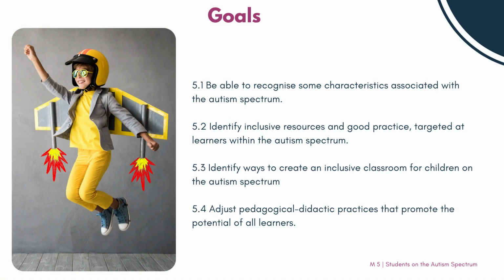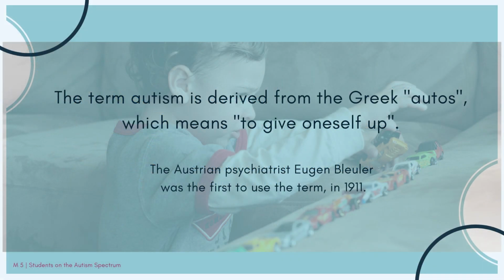The objectives of this module are: be able to recognize some features associated with the autism spectrum, identify inclusive resources and good practice targeted at learners within the autism spectrum, identify ways to create an inclusive classroom for children on the autism spectrum, to adjust pedagogical didactic practices that promote the potential of all students. Let's get to know and understand autism.